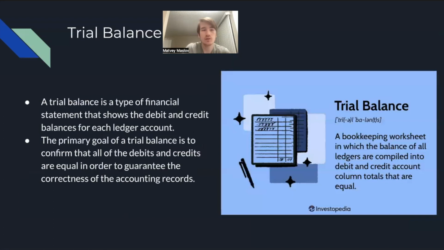Now moving further to the trial balance. A trial balance is basically a type of financial statement that shows the debit and credit balances for each ledger account. The primary goal of a trial balance is to confirm that all of the debits and credits are equal in order to guarantee the correctness of the accounting records. And it is also very important to understand that a trial balance is not necessarily a financial statement, which I'm going to dive into deeply on the next slide.